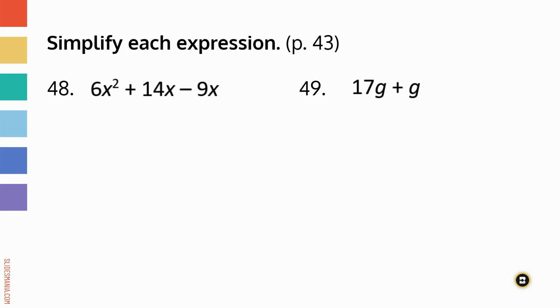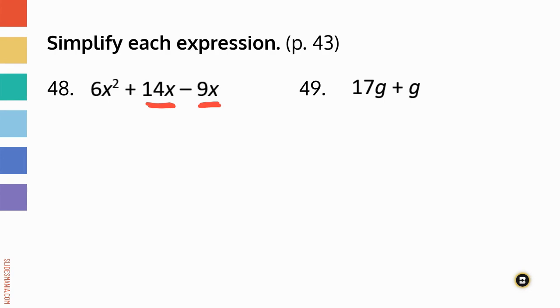So in number 48, we have 6x squared plus 14x minus 9x. Now, x squared is not the same as x. So we have two terms that have an x, which means we can combine those terms. But we cannot combine them with the 6x squared.